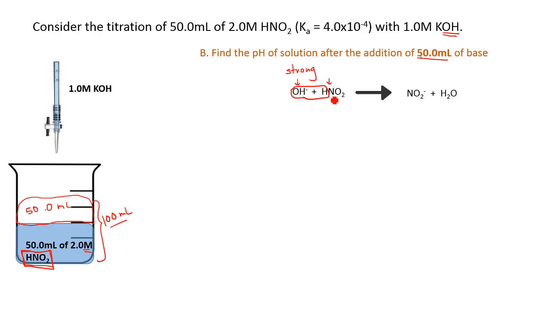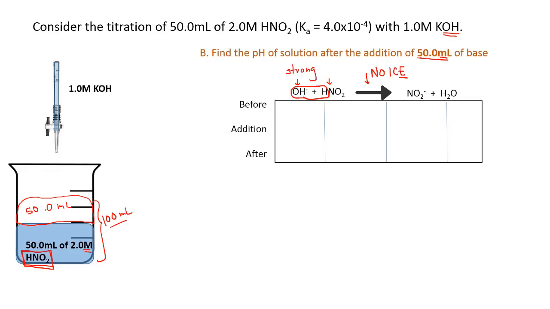We know we're going to need some kind of chart to keep track of this math. Again, no equilibrium, no ICE chart. I can't use ICE here because my equilibrium is not reached and also my volume is changing. So I'm going to make a chart, but it's going to be a before addition, after chart. Now these, as we've already said, have to have moles as the units. So before I can start any of this, I need to calculate my moles. My moles of HNO2 is my molarity times my volume.